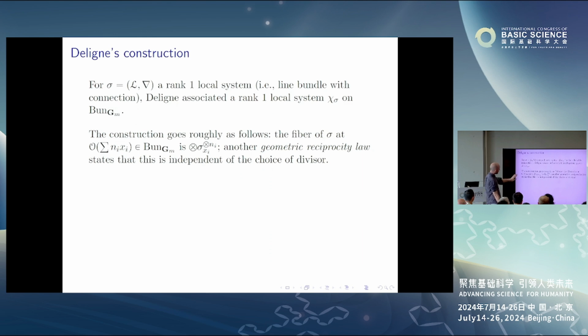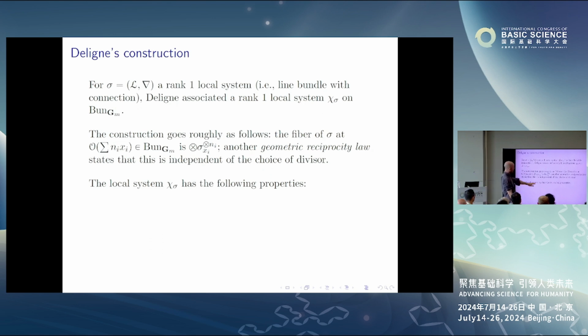So I wrote this in a way that depends on the choice of divisor, but there's a geometric reciprocity law proved by Deligne along the way. It says that actually this was completely independent of the choice of divisor. So in other words, it depended only on the line bundle and not on the way I wrote it as O of D. I say this is a reciprocity law. It's very much in the spirit of the reciprocity laws we were seeing before. Especially that first one, there was some independence of the choice of divisor.